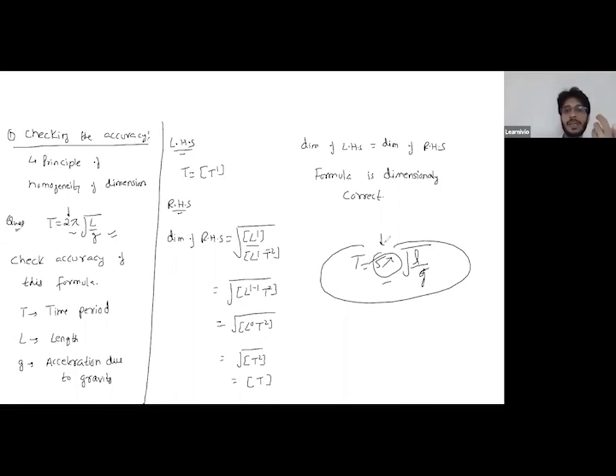That's why, using dimensional analysis, when we check accuracy, we never write that the formula is correct. We always write that the formula is dimensionally correct. Clear? Yes, sir. Okay, just note it down.